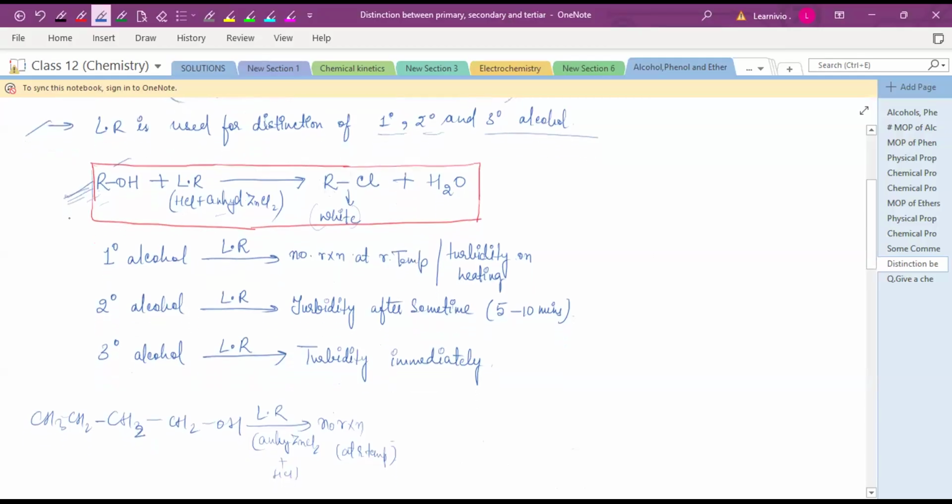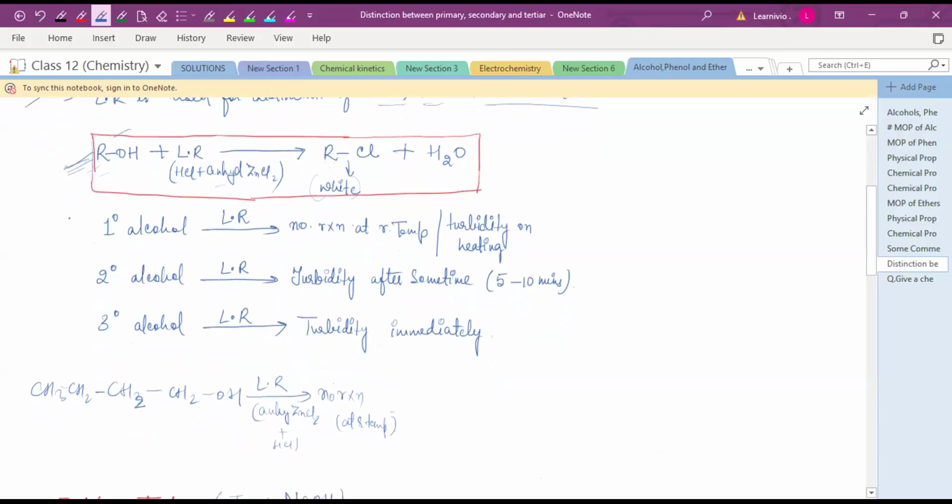Now suppose you are doing this experiment in your lab. Your teacher gave you three unknown compounds and asked you to distinguish between these three compounds. She only told you that they are alcohols. Now you have to check whether each is primary, secondary, or tertiary. How will you check? You will do this test.